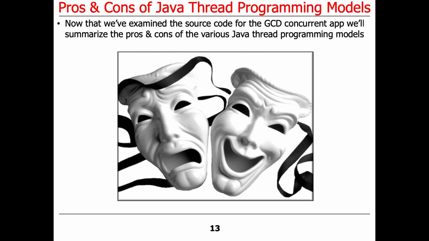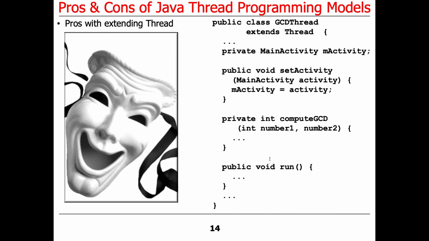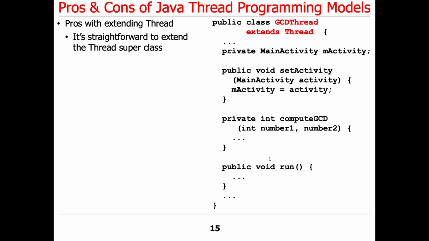Okay, so let's talk about the pros and cons, and this will also give us a flavor of some of the things. Here is the extension model. So here's the version where we extend threads. You can see GCD thread extends thread. Remember, extends is just the Java way of inheriting stuff. If you're in C++, that would have a different syntax, but it's more or less the same semantics. And as you can see here, we have the run method that does the work. The run method is going to call the compute GCD method, and we set some things in this set method. The good news is it's very straightforward to extend the thread class.